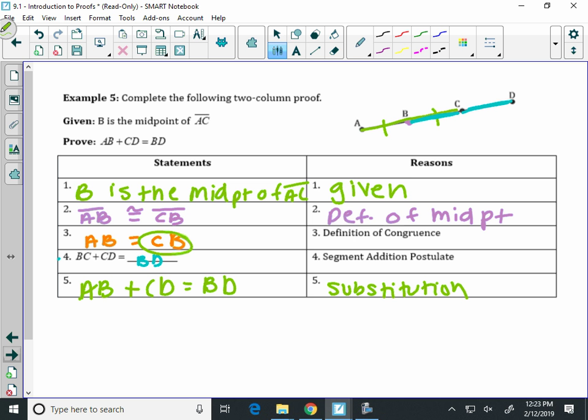You might look at a proof and not know why they did that. But, oh, one thing changed from step 3 to step 4. I know my reason is substitution. I replaced something. Okay. Questions over that?